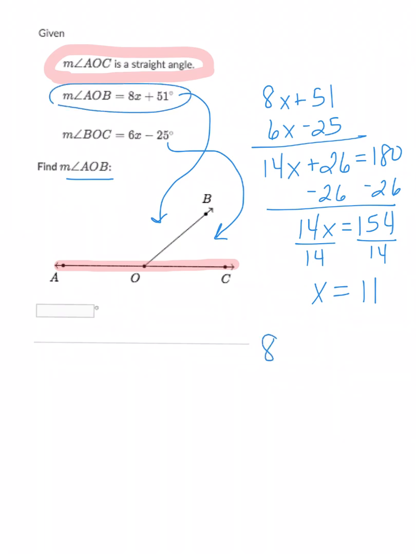So I'm going to write 8 times 11 plus 51. 8 times 11 is 88, plus 51 gives me 139. So my answer is 139.